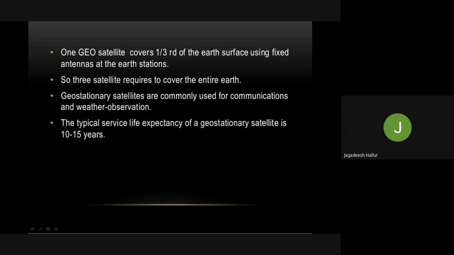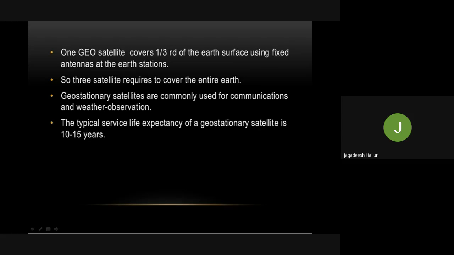These 3 satellites will cover the whole Earth station. That is the important function of geostationary satellites. Next point: 3 satellites are required to cover the entire Earth. Not more than 3 satellites in geostationary orbit; it requires only 3 satellites to cover the entire Earth.